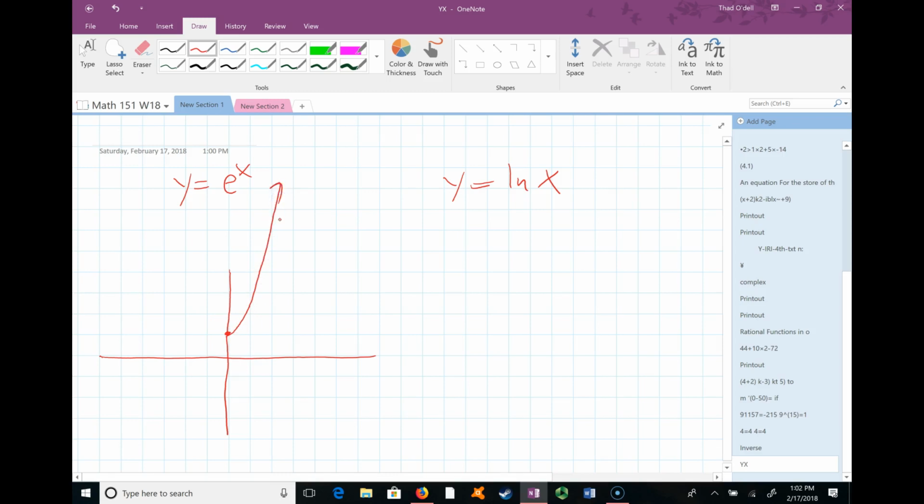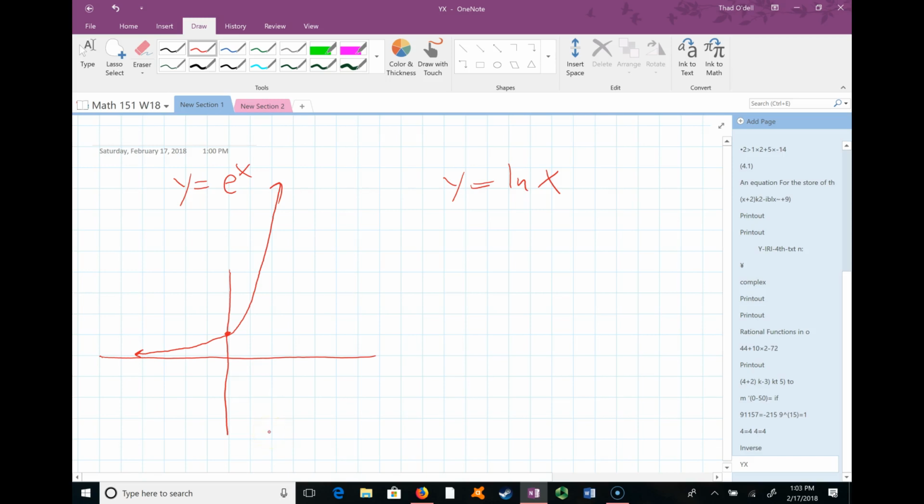Now if you go on the other side, if we start plugging in negative numbers for x, that's going to be 1 over e squared, 1 over e cubed. So that's going to get smaller and smaller and smaller, and what happens is it just heads down here. And we discover there's an asymptote, a horizontal asymptote. There's not a vertical asymptote over here.